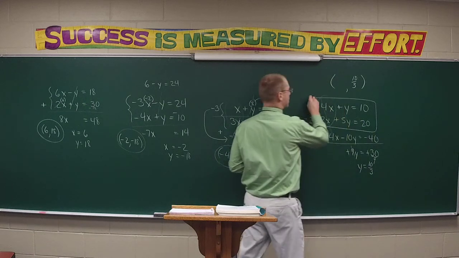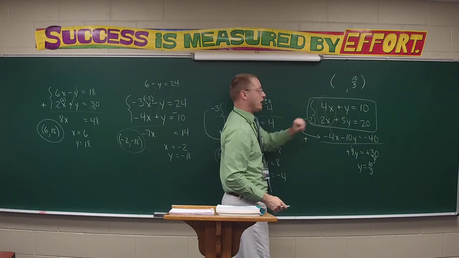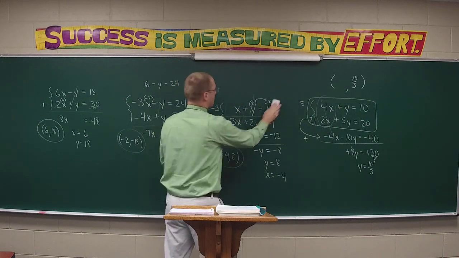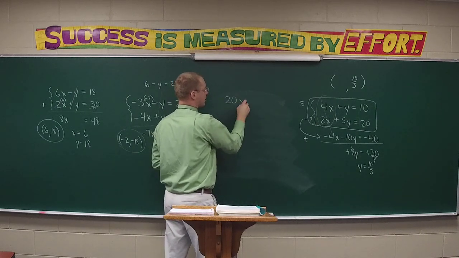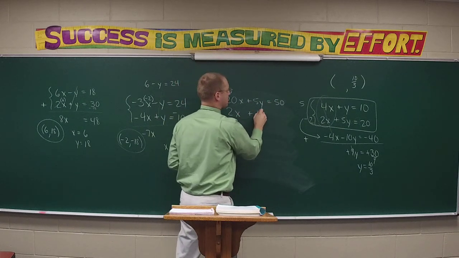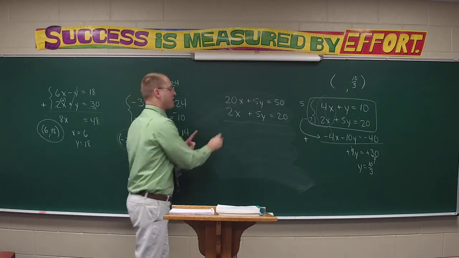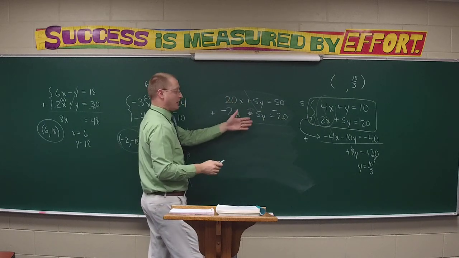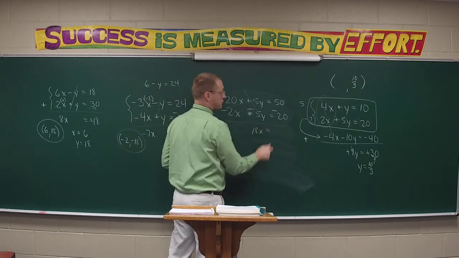Going back to the original system here, if I wanted to cancel the y's, class, I would need to multiply the top by 5. So my top equation would become what, Brandon? 20x plus 5y equals 50. And my lower equation for now is 2x positive 5y equals 20. Where are the smaller numbers, class? In the bottom equation. That's where I'm going to change the sign so I don't have to worry about negatives. Obviously, we see the 5y and negative 5y cancel. 20x, negative 2x, class, 18x. 50, negative 20.